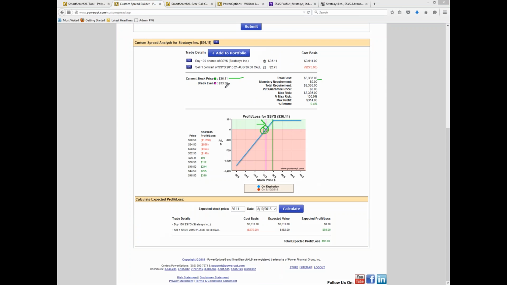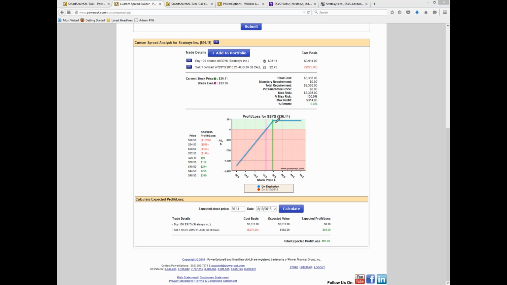At expiration, if the stock's at 33.36, our call would expire worthless. We could sell to close the stock. All we've lost is the commission fees. That's your static break even for the position, that vertical magenta line there. The vertical green line, just going right down here, that's just the current stock price. It's just a reference point. That's all it's showing you.